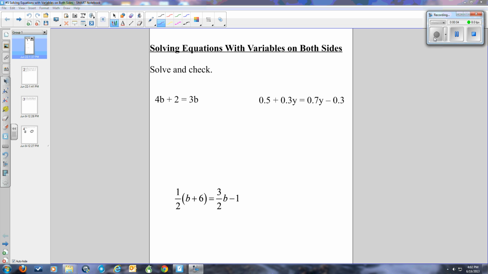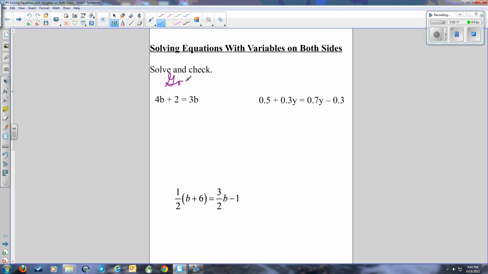Today we're going to be talking about solving equations with variables on both sides. And so let's start with this first problem. We have 4b plus 2 equals 3b. So basically what your goal is, is to get all variables on the same side.